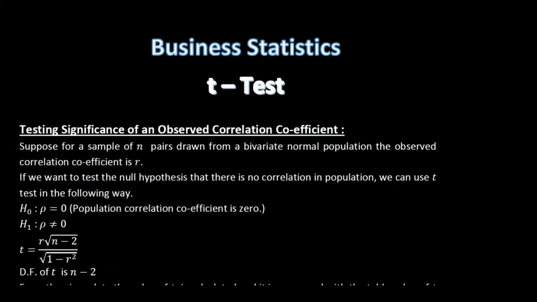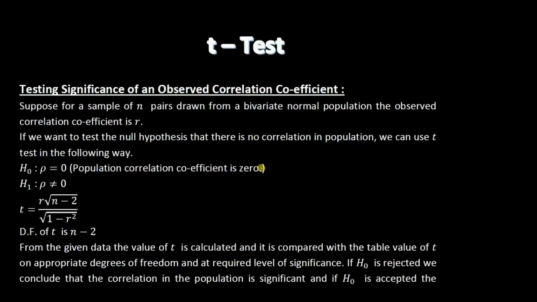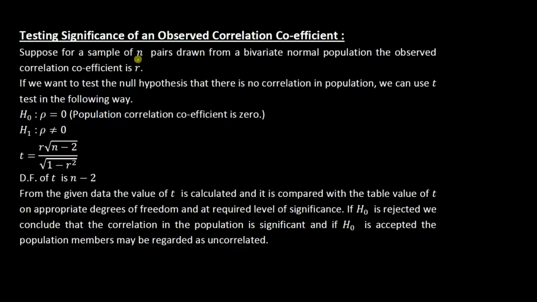Hello everyone. Now in t-test we are going to start our last method, and this is testing significance of observed correlation coefficient. Suppose for a sample of n tests run from a bivariate normal population, the observed correlation coefficient is r. If we want to test the hypothesis that there is no correlation in the population, we can use t-test in the following way.